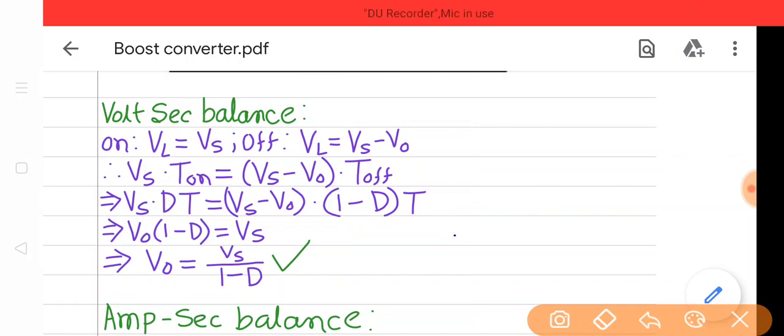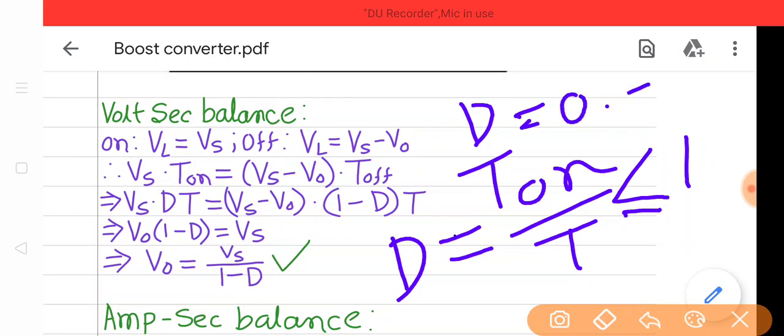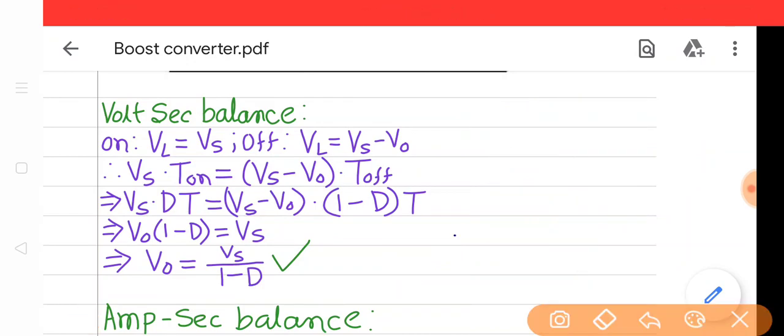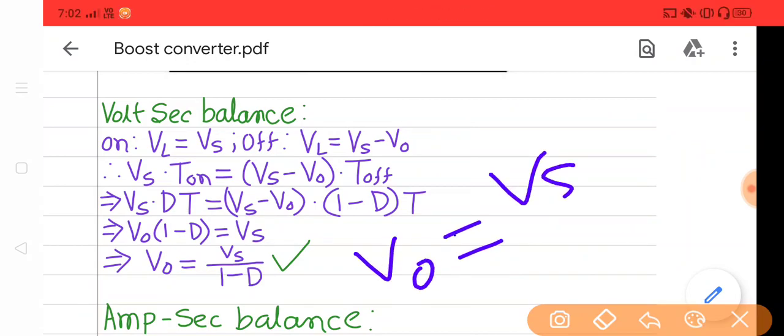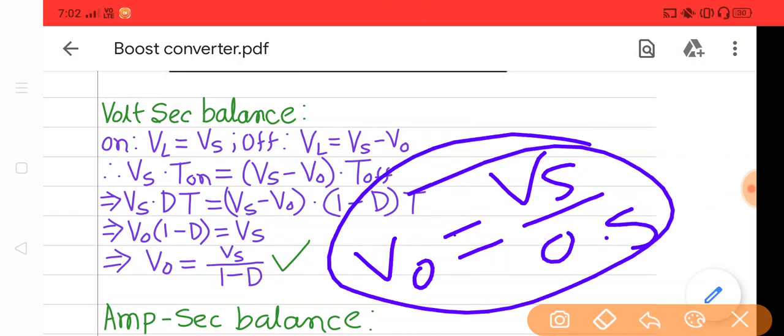D is the duty ratio. If we consider any value of D, obviously D equals t on by T, so it will be less than or equal to 1, because the turn on time can't be greater than the total time. So suppose we consider the value of D equals 0.5. In that case the output voltage Vo equals Vs divided by (1 minus 0.5), that is 0.5. So you can clearly see from this equation that the output voltage is higher than the input voltage.